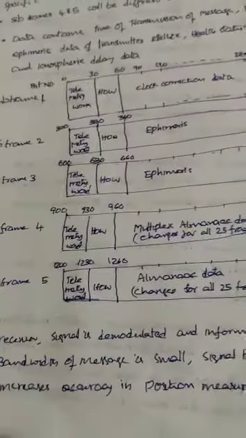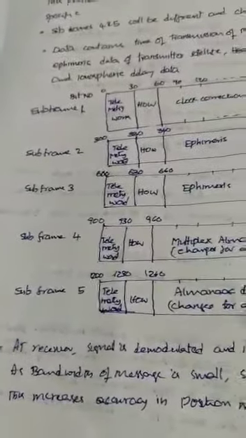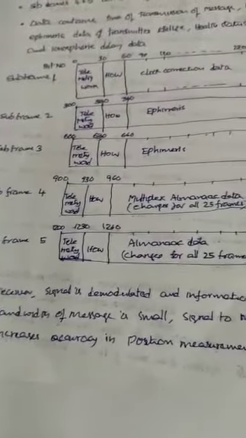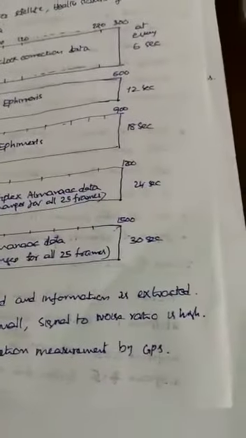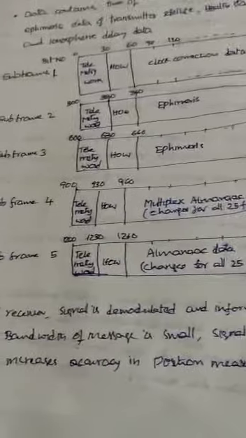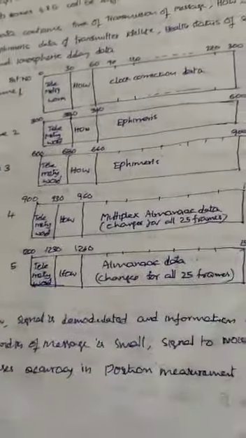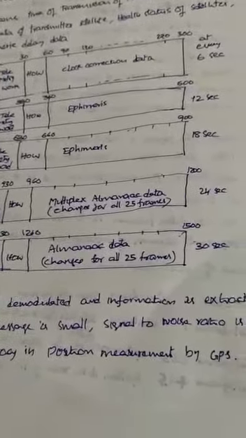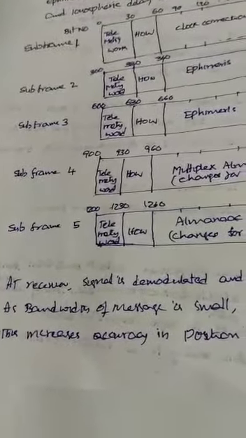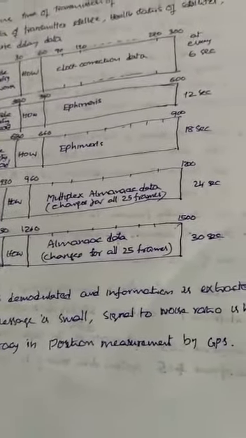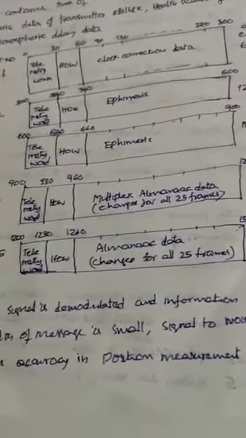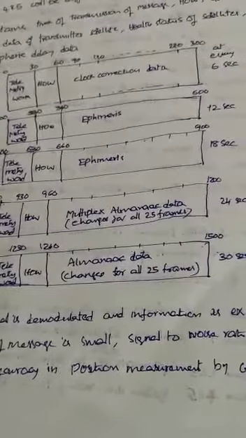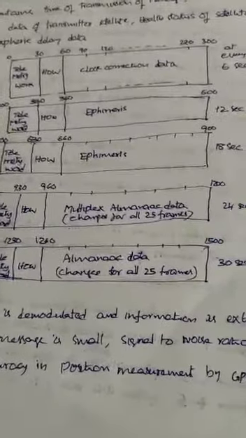This information is sent, and the information received at the receiver is demodulated. It is a BPSK modulated signal. It is demodulated, and the information is extracted at the receiver end. Because the bandwidth of the message signal is very small, the signal to noise ratio is maintained very high, which is a requirement for this. This increases the accuracy of the position measurement by GPS. As long as there is more accuracy in these subframe structures, or for all the 25 frames, the position measurement will be more accurate. Thank you.